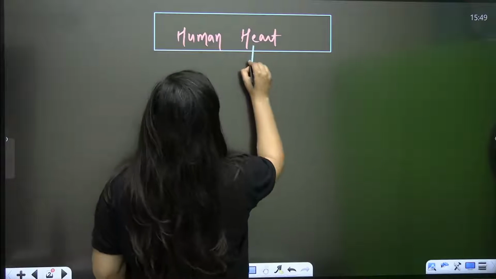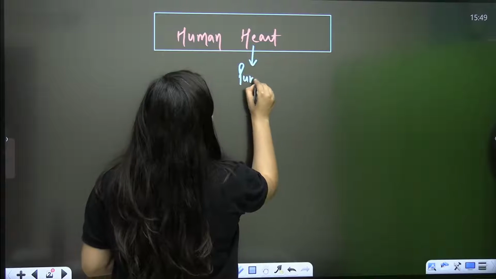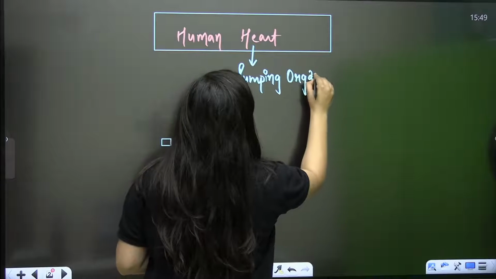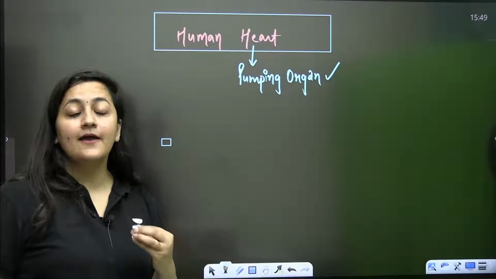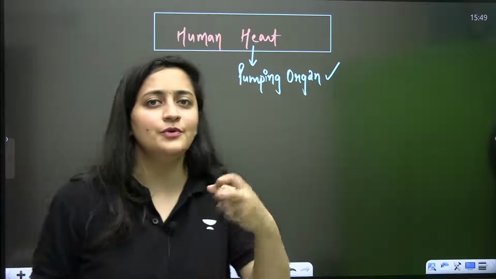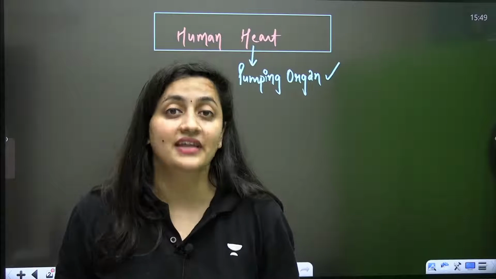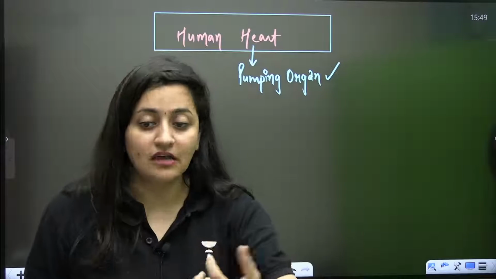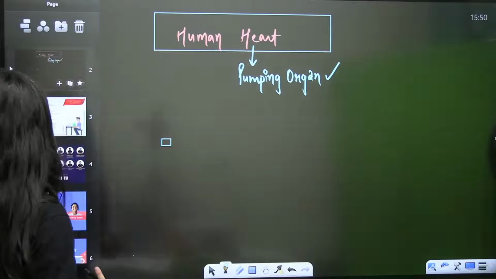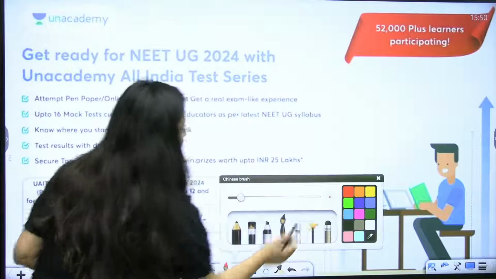So that's what we are going to discuss today. What is the human heart? It is our pumping organ. It is going to pump the blood and distribute that blood. And you know blood is very important. It is our fluid connective tissue. Clear?